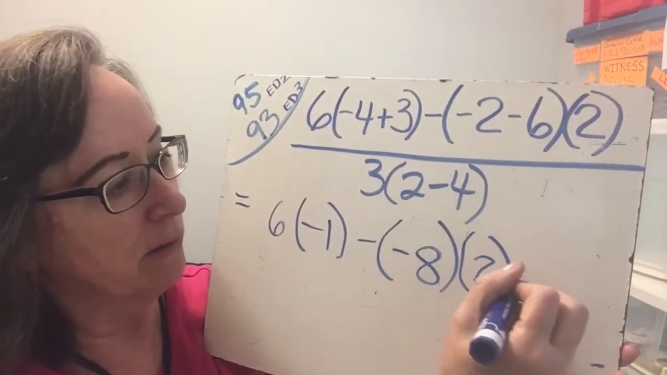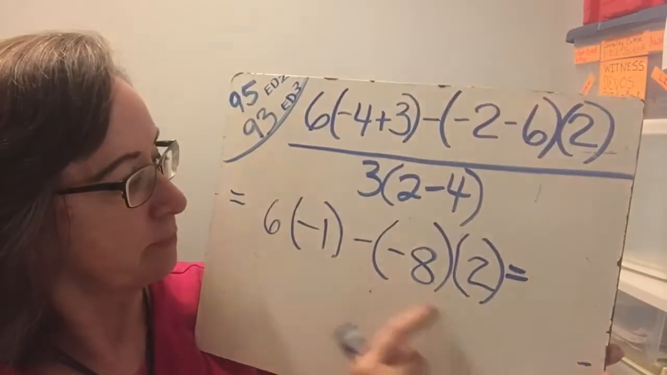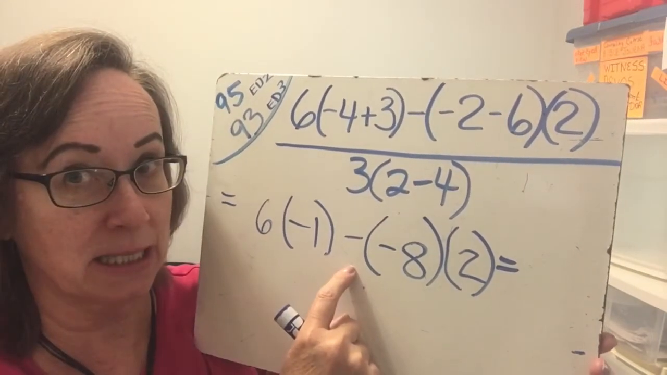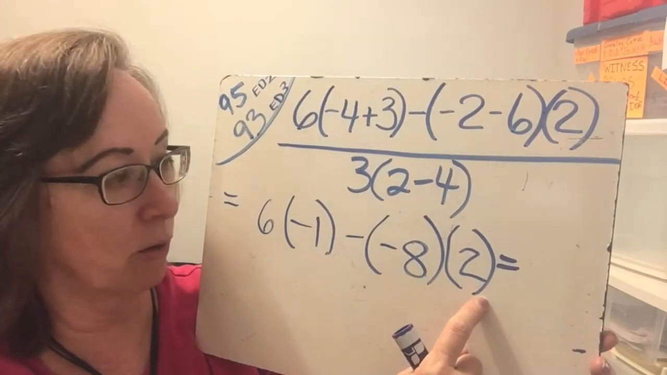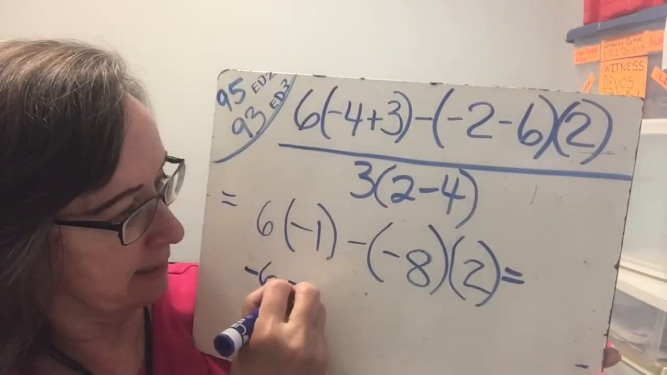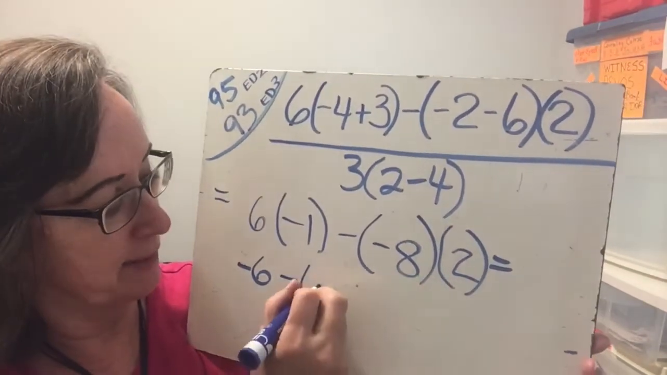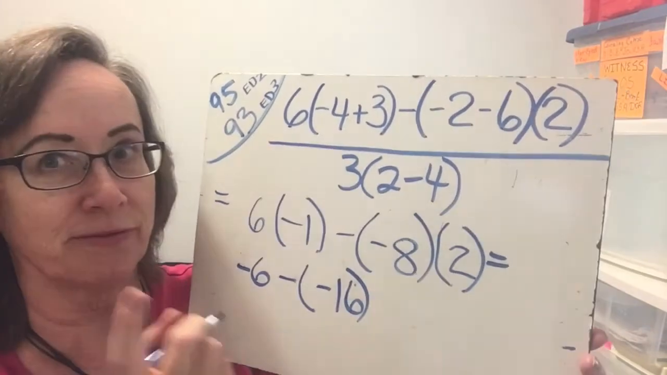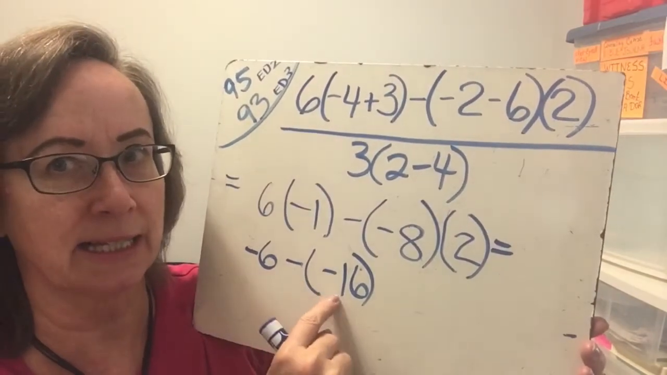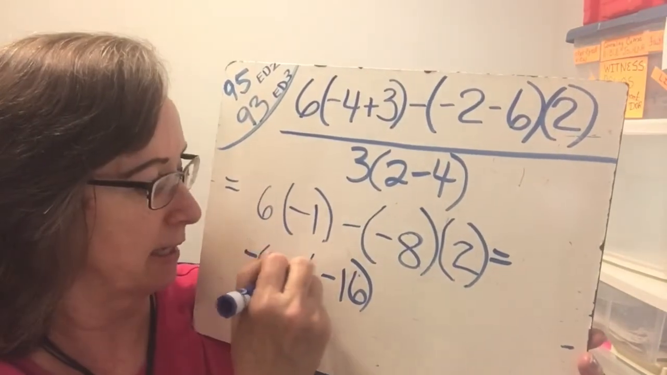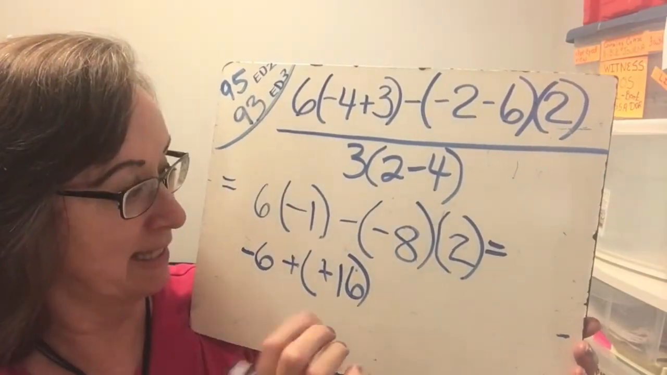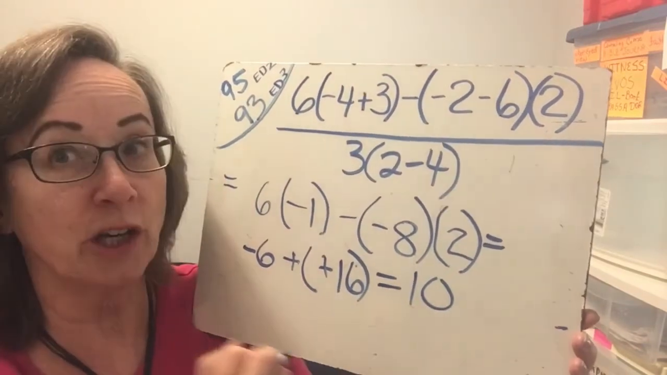Okay, so now finishing our numerator, we have 6. This is a multiplication. This is a minus. This is a multiplication. So we're going to do what? -6 and then minus a -16. So we do all of our multiplication before we touch our subtraction. So now we have a -6 minus a -16, but we know that subtraction is addition of the opposite. And we're going to get 16 plus a -6 is a 10. So our numerator is 10.